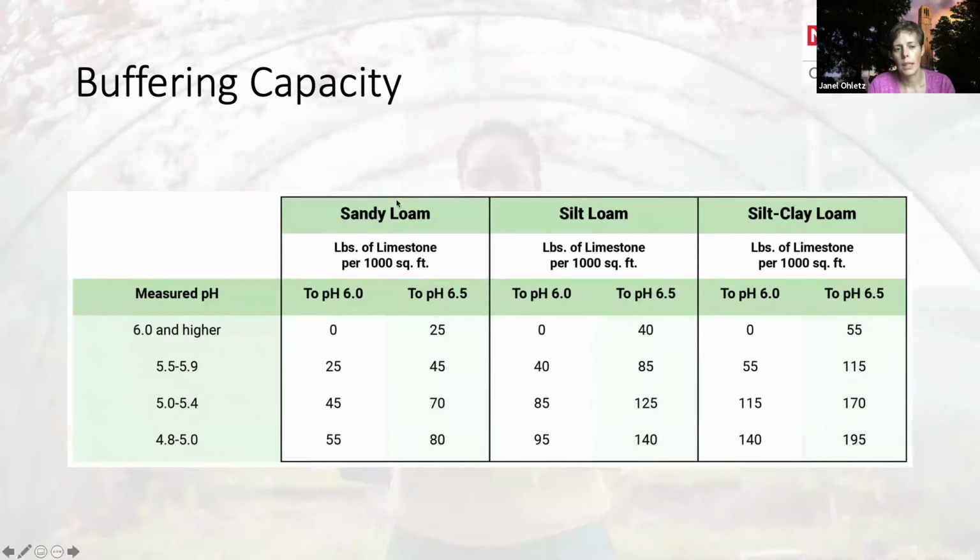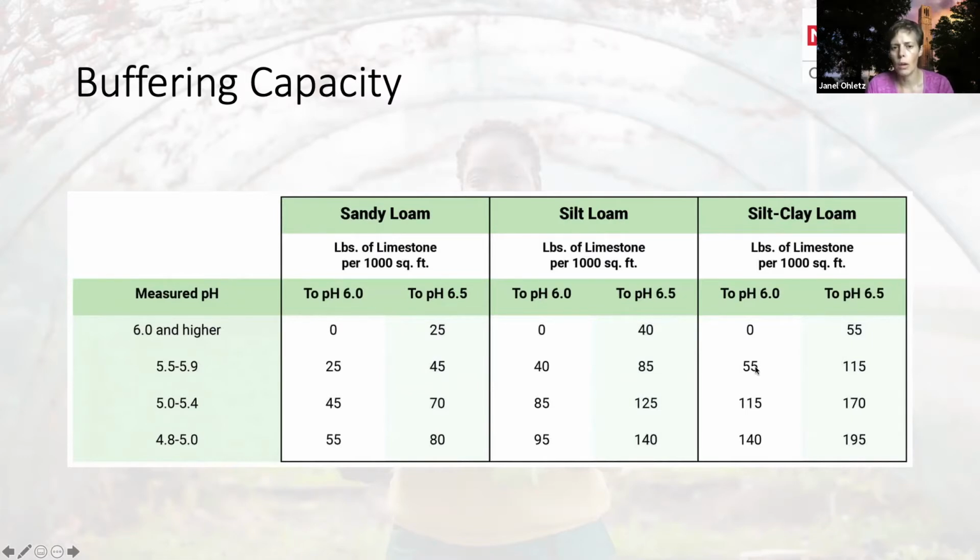So looking at this, if we were to say we have a sandy loam soil and we want to raise that pH from a 5.5 to 5.9, we want to get it up to 6. As you can see, we need about 25 pounds per 1,000 square feet. But if we move over to the silt clay loam, for that same amount of trying to raise that pH by only 0.5 to even 1, we need 55 pounds. We need more than double that amount of lime.